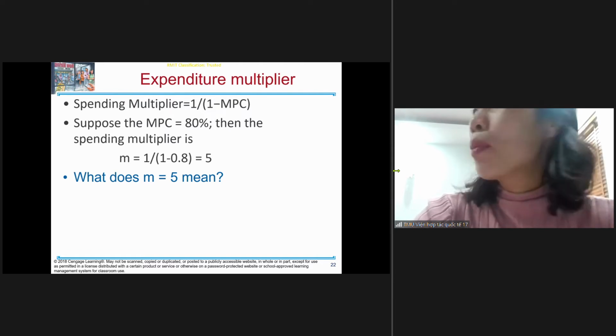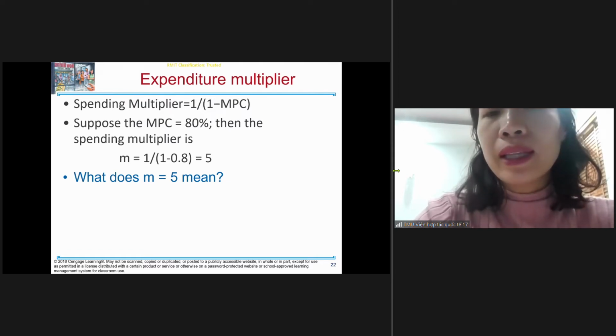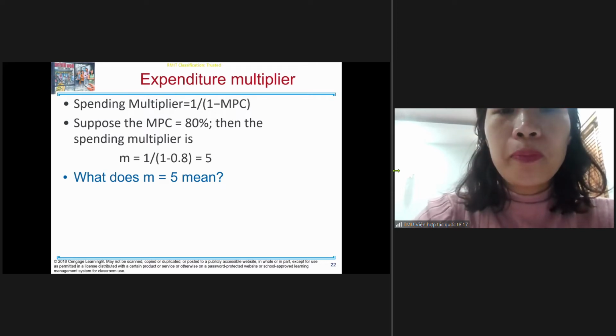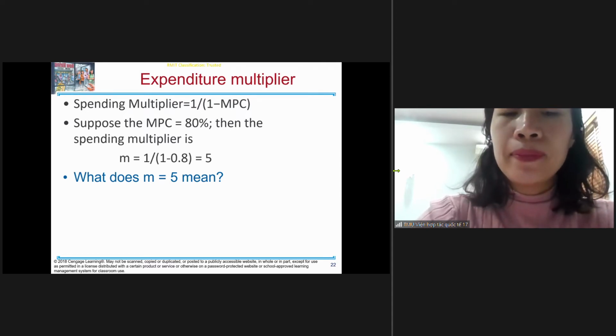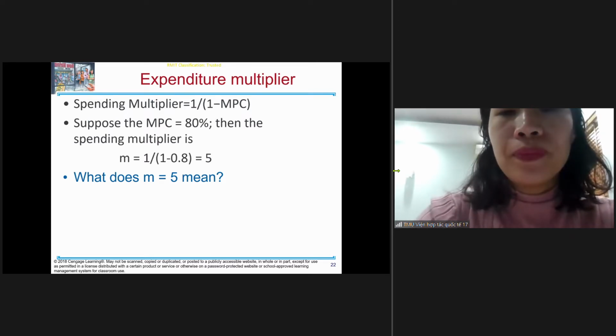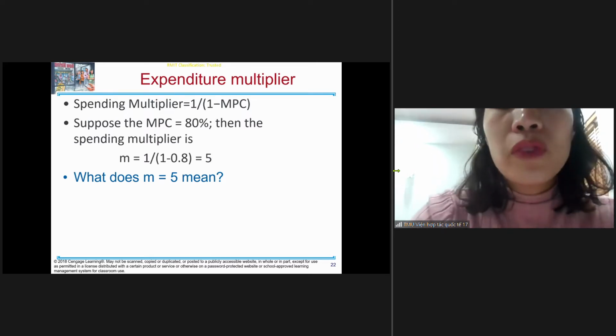Và rồi ở đây chúng ta có một ví dụ giả sử MPC bằng 80%, hay chính là MPC bằng 0,8. Thì multiplier lúc này sẽ bằng M, bằng 1 chia cho 1 trừ 0,8, đúng không? 1 trừ 0,8 bằng 0,2, vậy 1 chia cho 0,2 thì bằng 5, đúng không ạ?